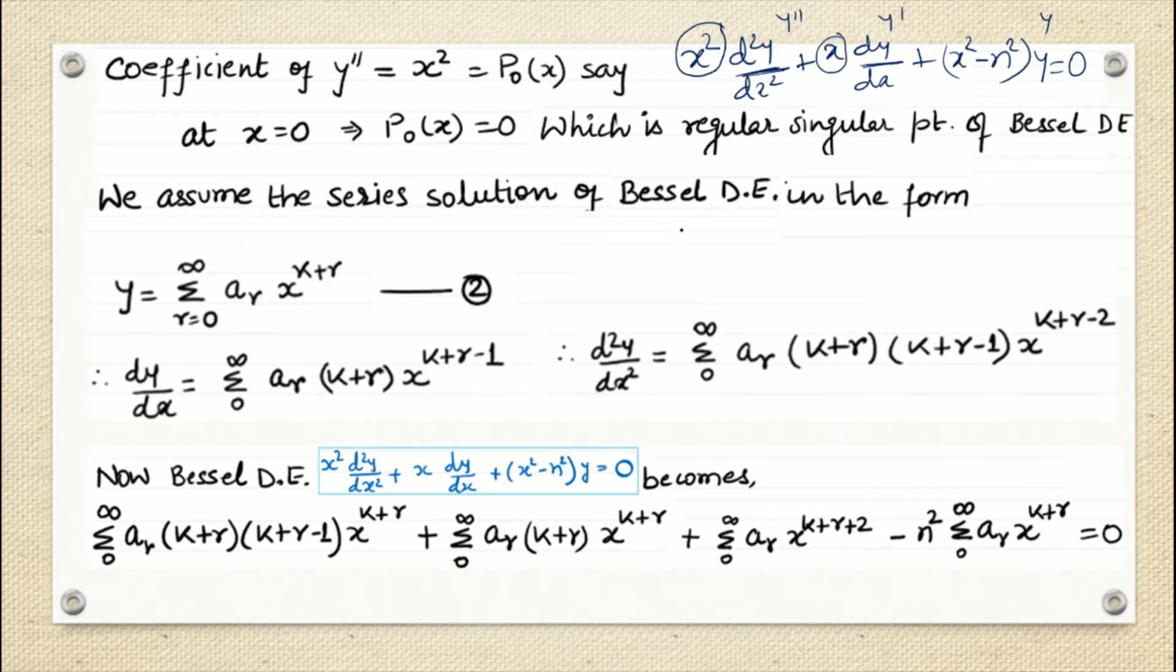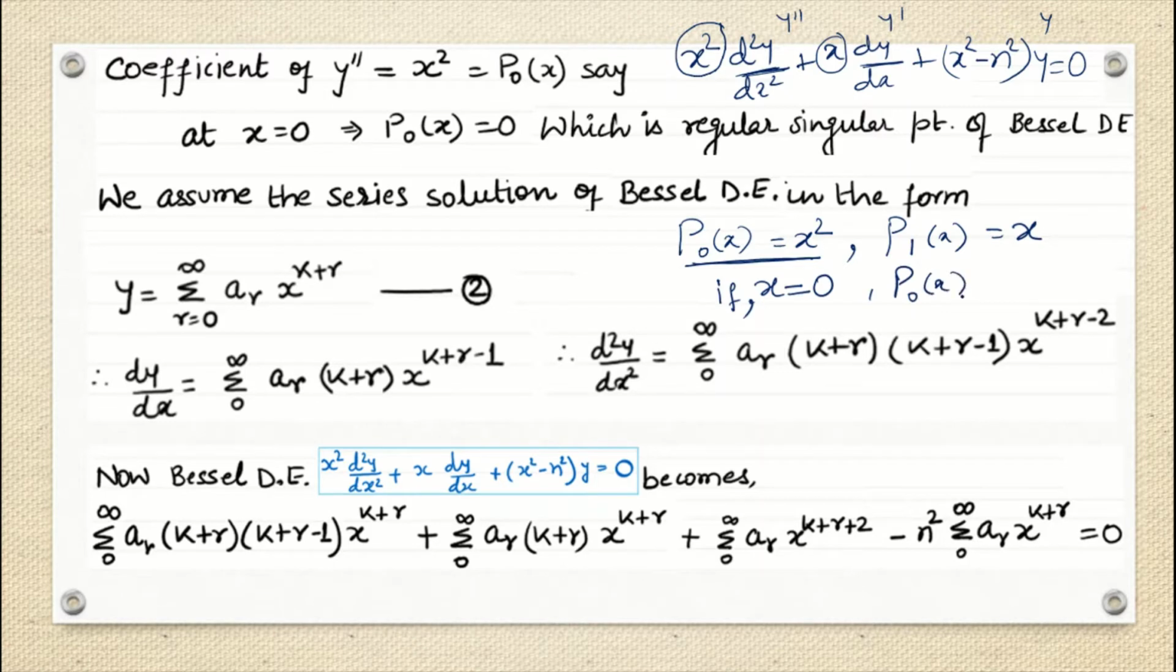Suppose I give the name p naught x for this x square, the coefficient of d2y by dx square. Similarly, I can give the name p1x for the coefficient of dy by dx, which is x. This p naught x is x square. That means if I put the value of x as 0, then p naught x will be 0. This tells us that x equals 0 is a singular point of the Bessel differential equation.